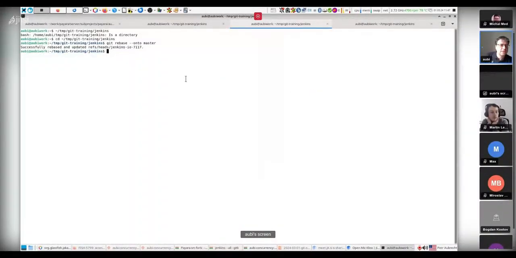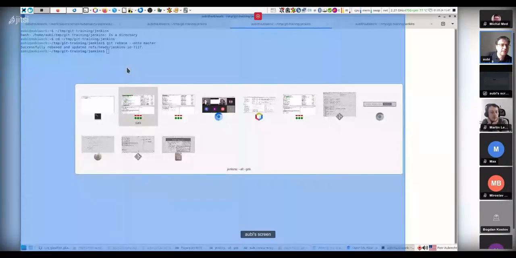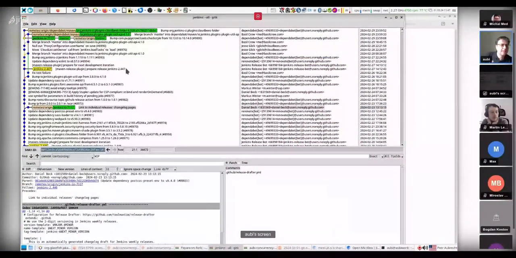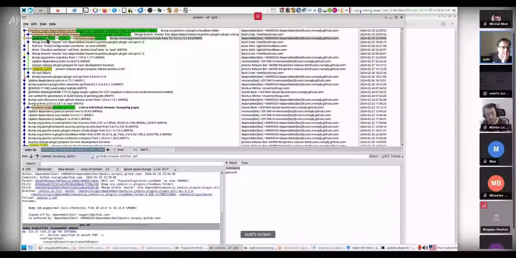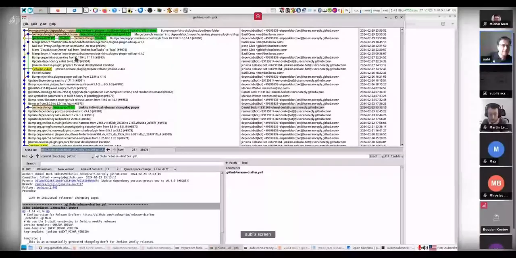Okay, it seems that... interesting. It seems that the change... How is it possible? Why is it not? Do you see the reason why it didn't?